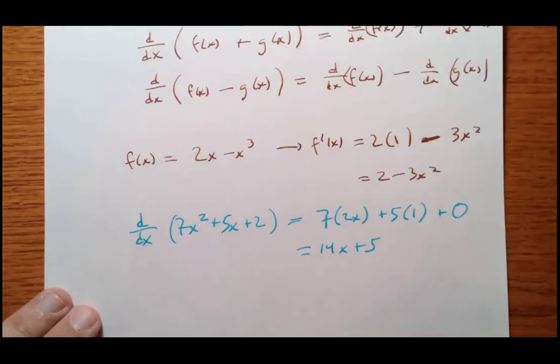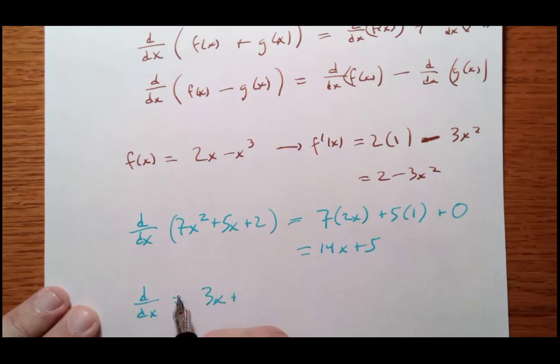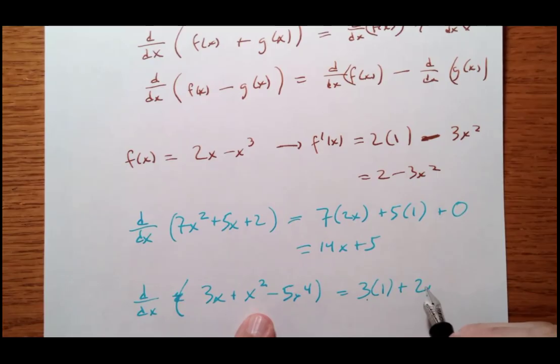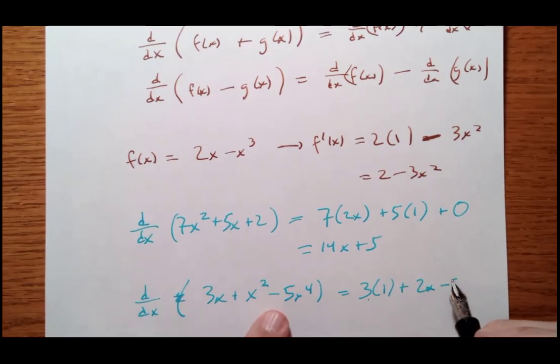The derivative of 3x plus x squared minus 5x to the fourth. The derivative of 3x is 3 times 1. Leave the 3, take the derivative of the x. The derivative of x squared is 2x. Now we leave the minus 5 and take the derivative of x to the fourth, which is 4x cubed. 3 plus 2x minus 20x cubed.